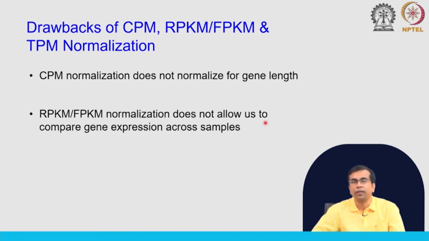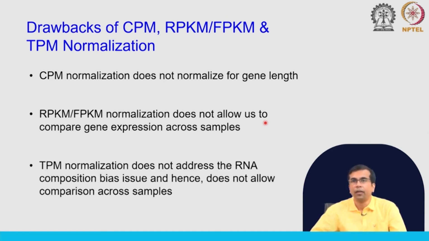We have also seen that RPKM, FPKM normalization does not allow us to compare gene expression across samples because the total count is different. At the end of normalization, the total count that we get is different for each sample, and that means we have not done proper normalization. In addition, you have the RNA composition bias that we have not addressed.